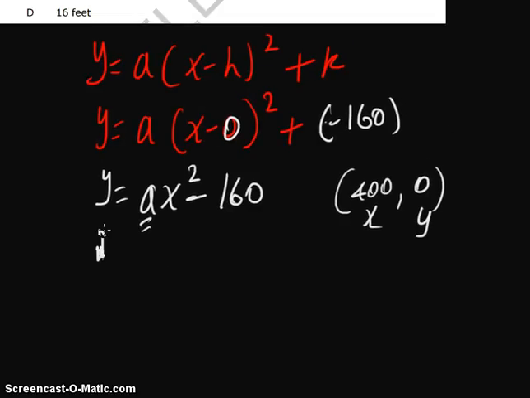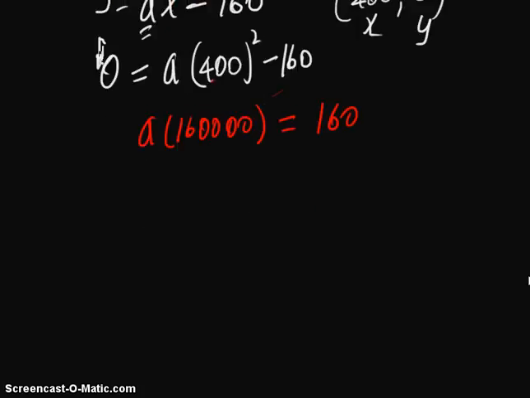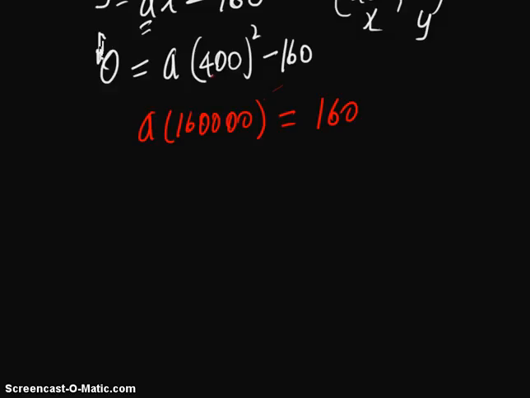So when I plug that in, I get 0 equals a times 400 the whole square minus 160. Now I can add 160 to both sides, and then I get a times 400 squared is going to be 160,000 equals 160. So all I did is I squared the 400 and I got this, and I took the negative 160 to the other side.